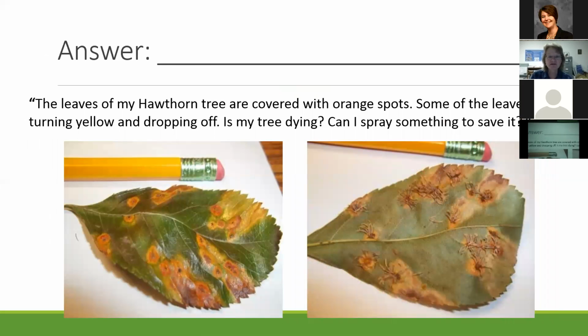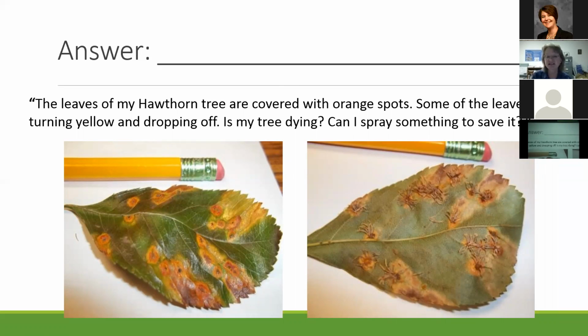The leaves of my hawthorn tree are covered with orange spots. Some of the leaves are turning yellow and dropping off. Is my tree dying? Can I spray something to save it? This is hawthorn cedar rust.